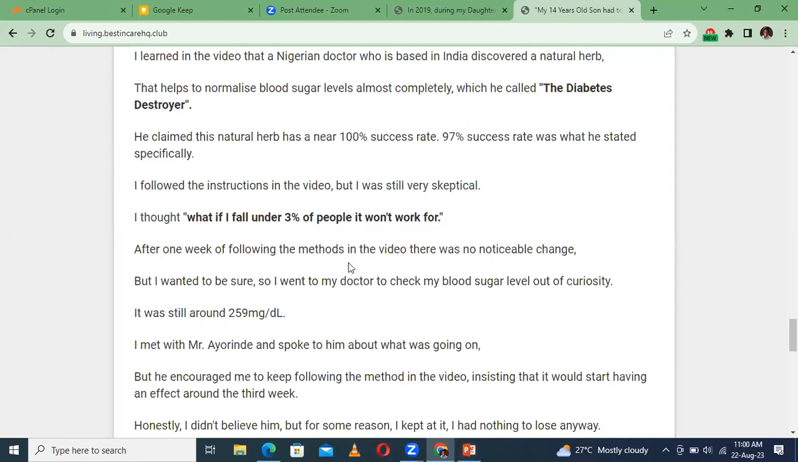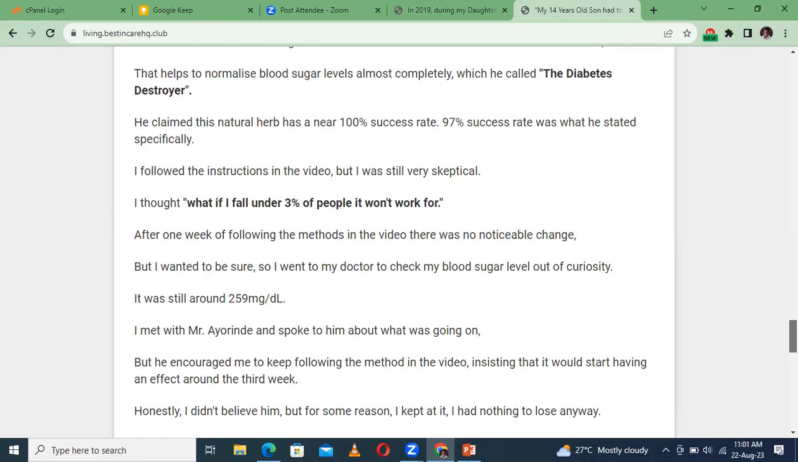After 1 week of following the methods in the video, there was still no noticeable change. But I wanted to be sure, so I went to the doctor to check my blood sugar level out of curiosity. It was still around 259 milligram per DL. I met with Mr. Henry and spoke to him about what was going on, but he encouraged me to keep following the method in the video, insisting that it will start having an effect around the 3rd week.